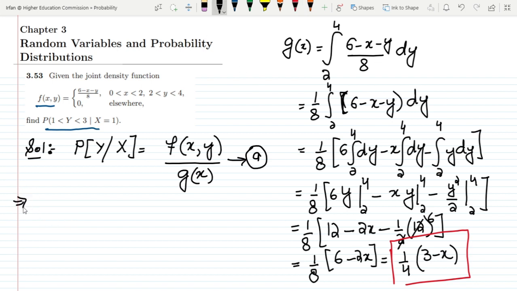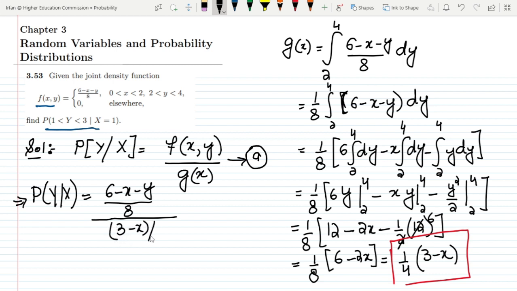So putting it in equation A, we will have f of y given x, and here we have f(x, y), which is (6 - x - y) divided by 8, divided by (3 - x) divided by 4. So ultimately I will get (6 - x - y) divided by (3 - x), and also this 8 and 4, so I will get 2 here. So this is what?